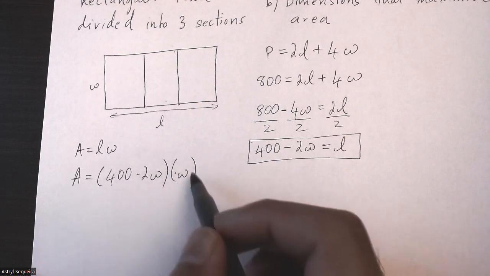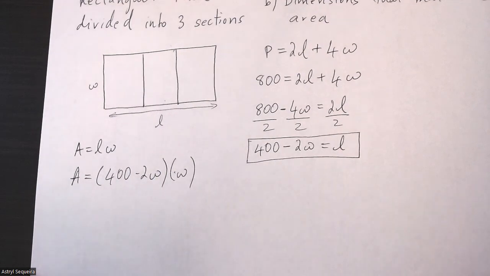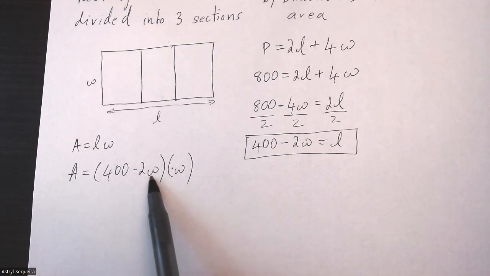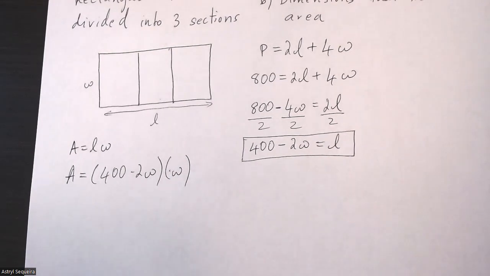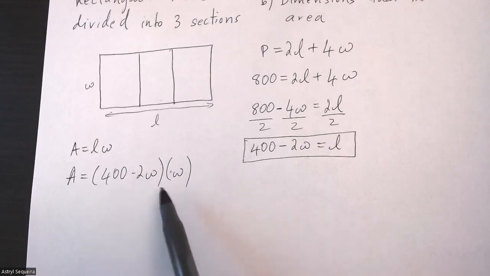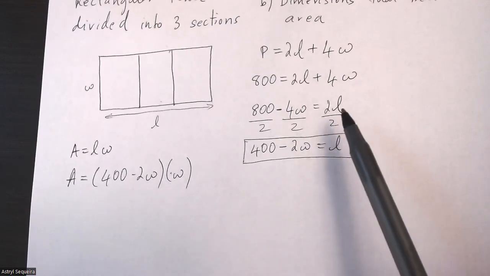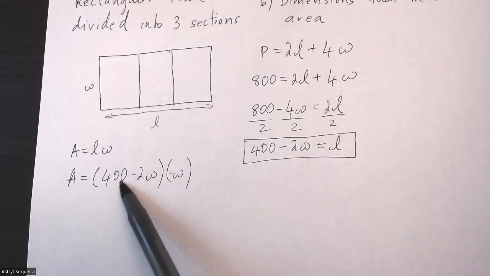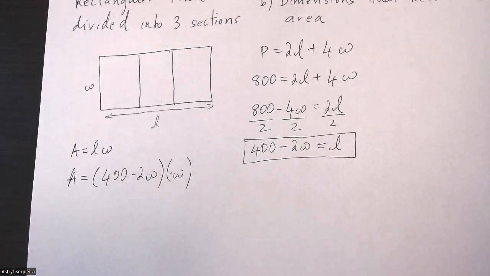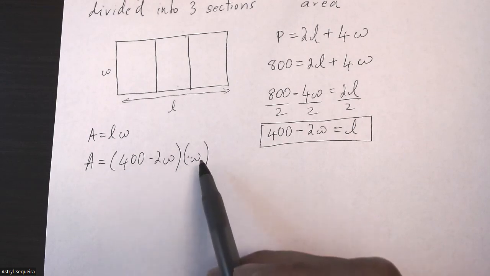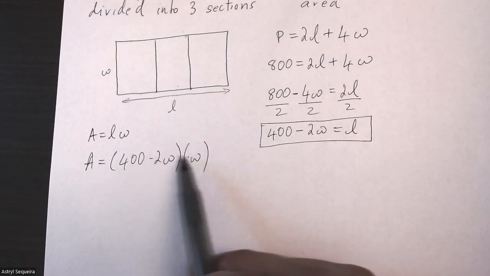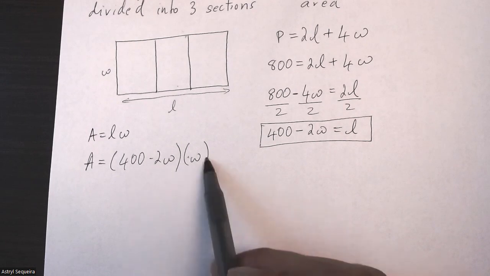So now this is my area equation over here, and it's a function of the width because I only have a width in this formula. If you wanted to get it as a function of the length, you could have isolated the width and substituted the width, and then you would have the formula in terms of the length. But in this case, we'll just work with the width. I need to find the domain and range of this function.